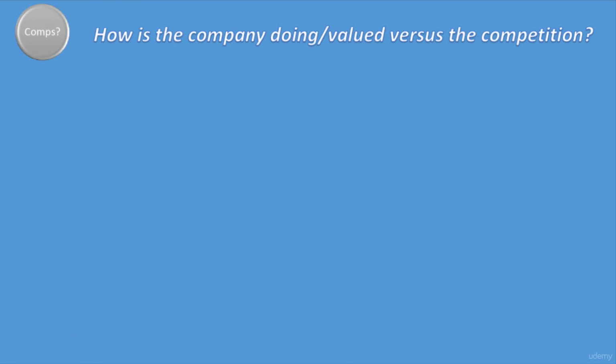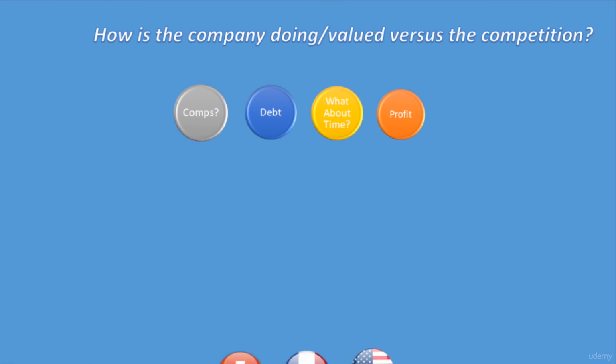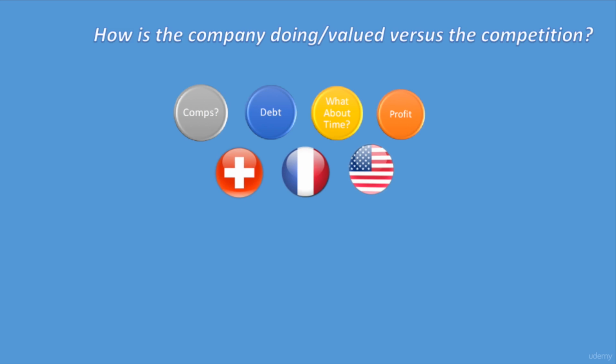Let's talk about comps. How's the company doing or valued versus the competition? It's tough to compare companies in different countries on all metrics, and we talked about this before. You can't just look at bottom line profitability. You kind of have to look at EBITDA because different countries have different tax rates and interest rates. But also, from an investing perspective, some companies trade at a premium in some countries for certain reasons, right?